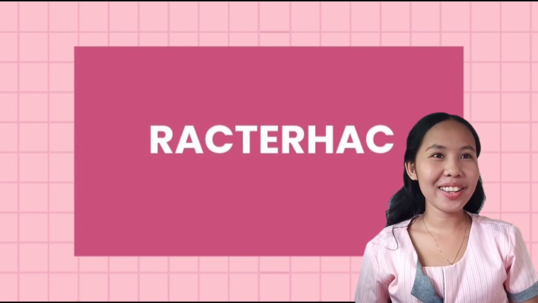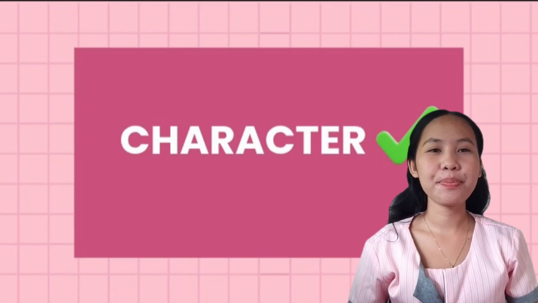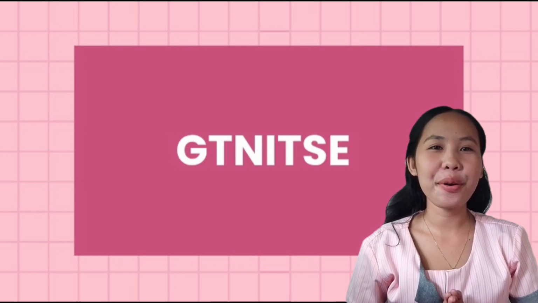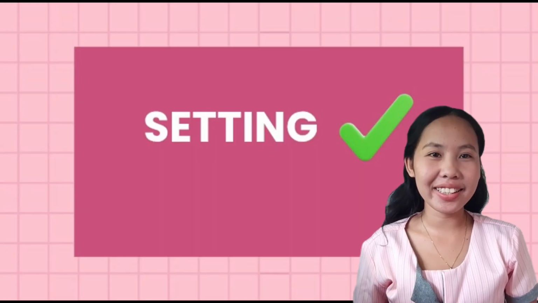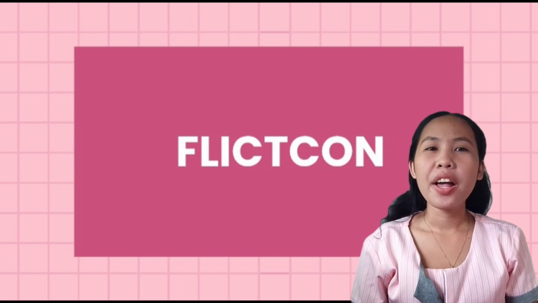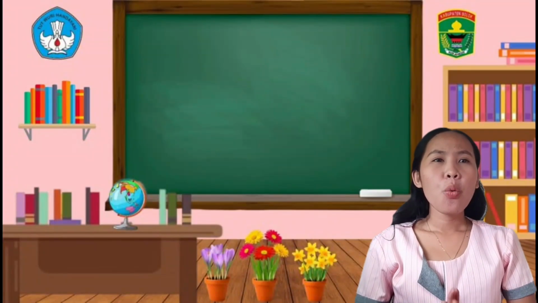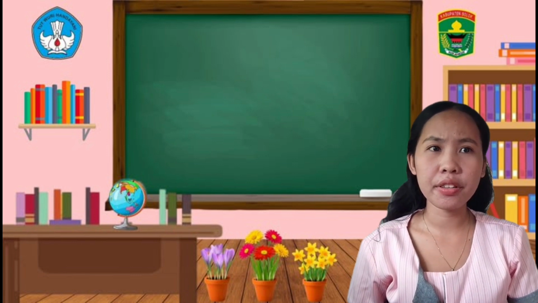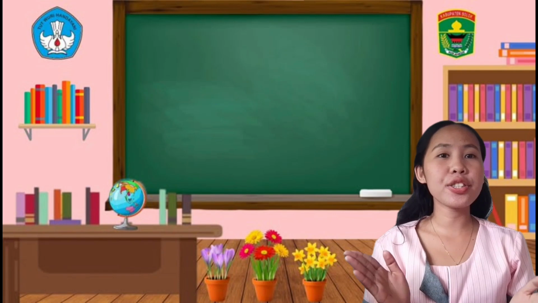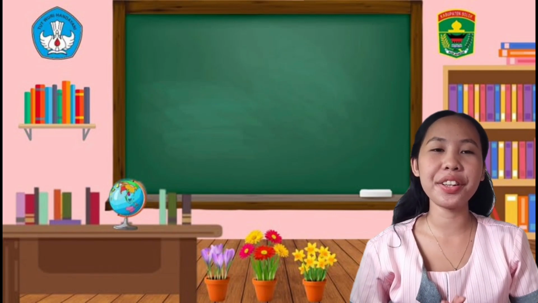Did you get it? Alright, the correct answer is character. Let's try the next one. That's right. The correct answer is setting. How about the last one? Very good. The correct answer is fiction. Now, what do these words have in common? Correct. These are the important elements of a story. And today, we will learn how these elements help us write a good narrative.